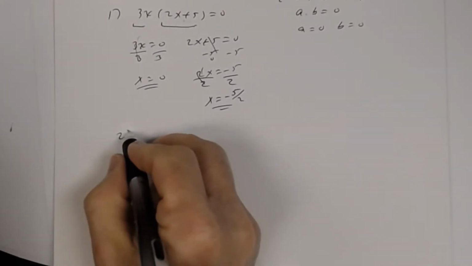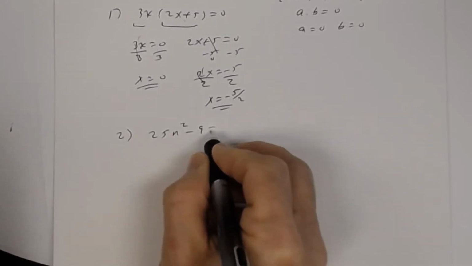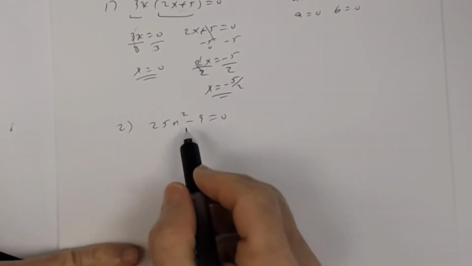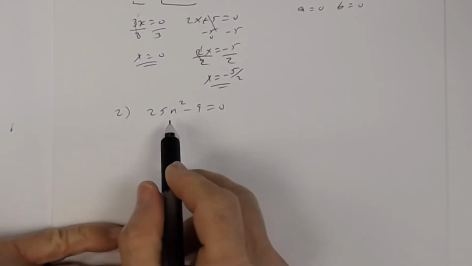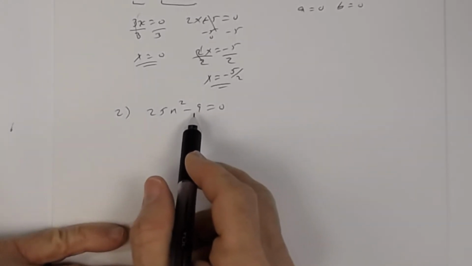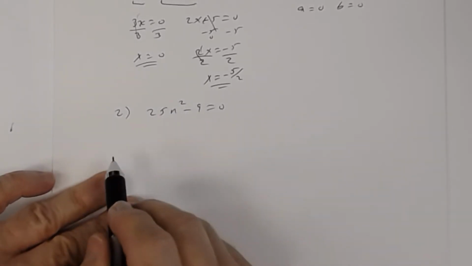Number 2, you have 25n squared minus 9 equals 0. All right, now remember the direction said factor, so you must use factoring. What you have to do is recognize that this is the difference of two squares. So it's not factored yet. By the way, remember in factoring, you must look for GCF first. So the GCF here of both terms is 1.